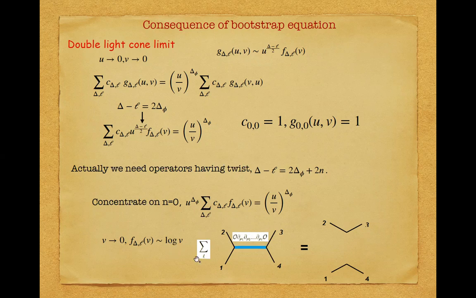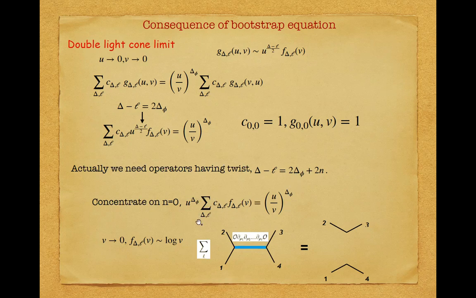Another thing is some details: you might be wondering what happens in the v goes to 0 limit. You can see that in this limit, this term diverges as v to the power minus delta phi. So this is like a power law singularity. On the other hand, this f delta L block goes as log v. So you have a contradiction between these two sides. One goes as log v and the other goes as v to the power minus delta phi.